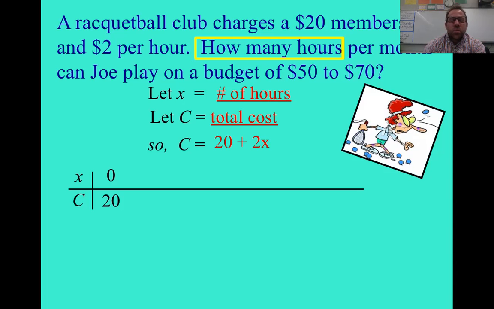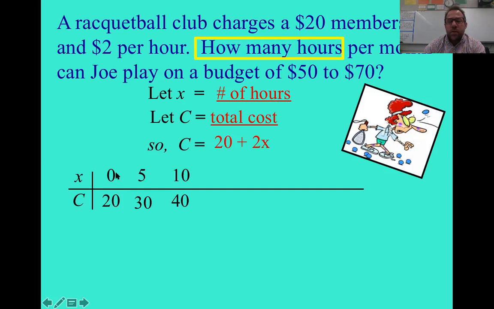So remember, we're trying to figure out how many hours he can play, and down here is what the cost is. Let's say, what's the cost for 5 hours of racquetball? I would take the 5, plug it in, 2 times 5. 2 times 5 is 10, plus 20, so that would cost him $30. How about 10 hours? 2 times 10 is 20, plus 20 is 40.